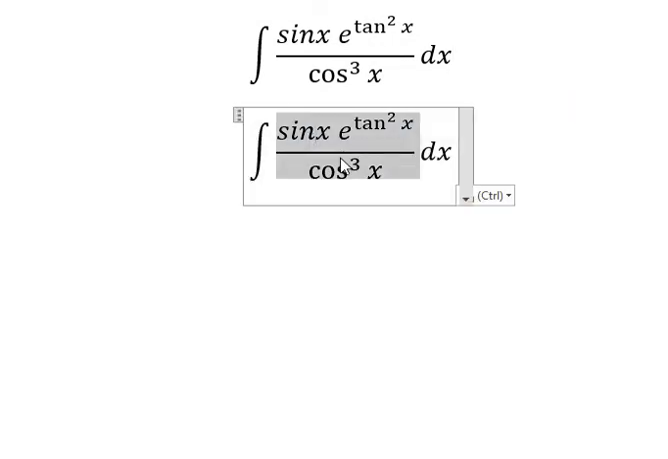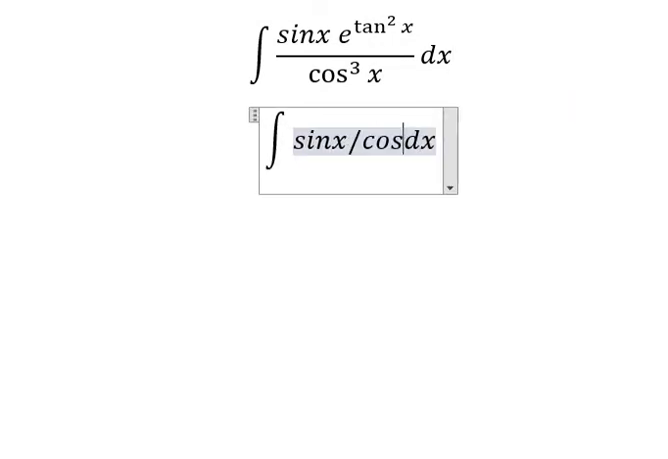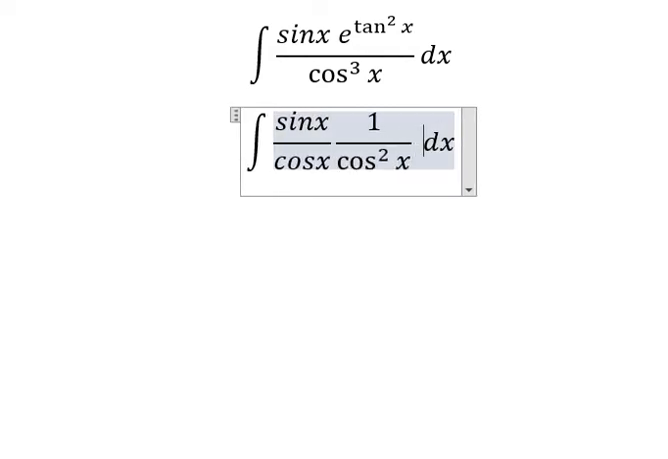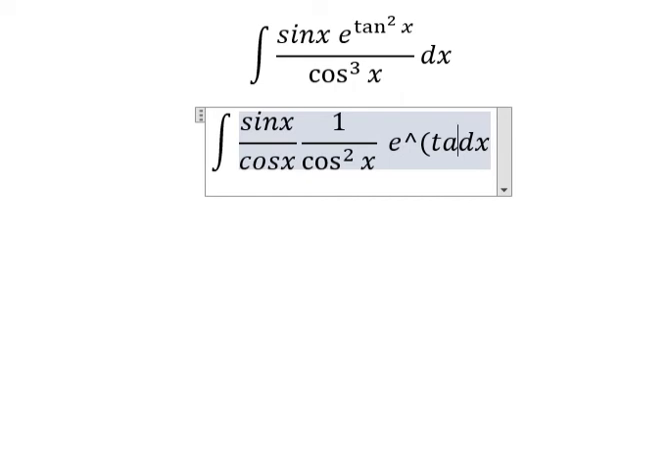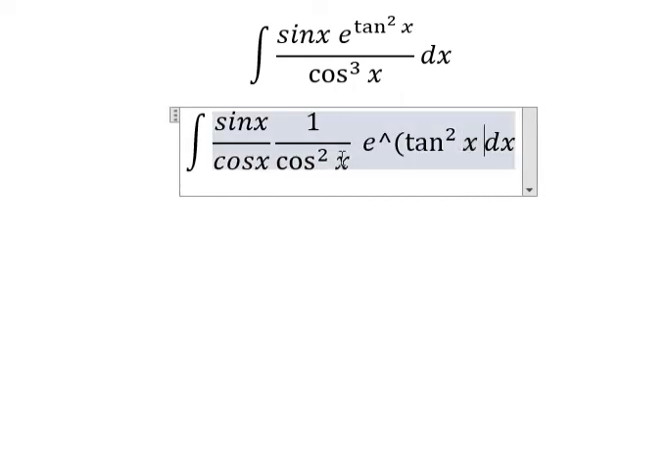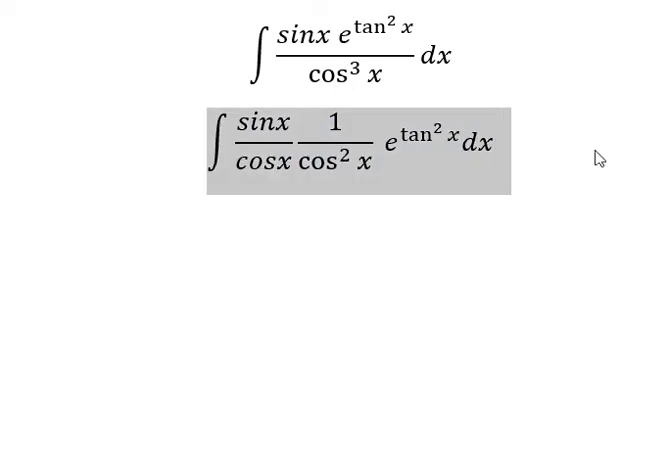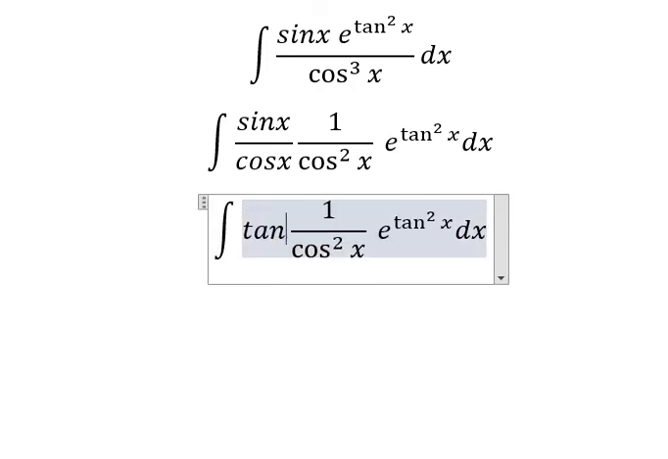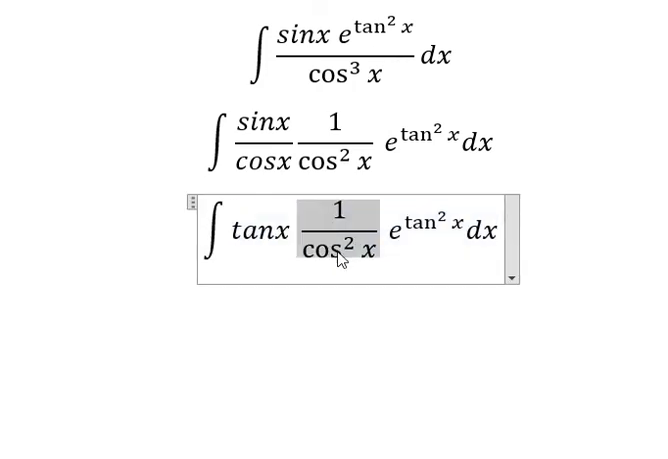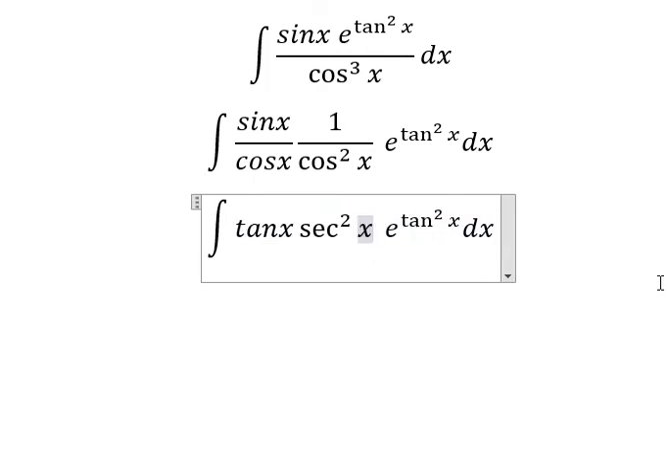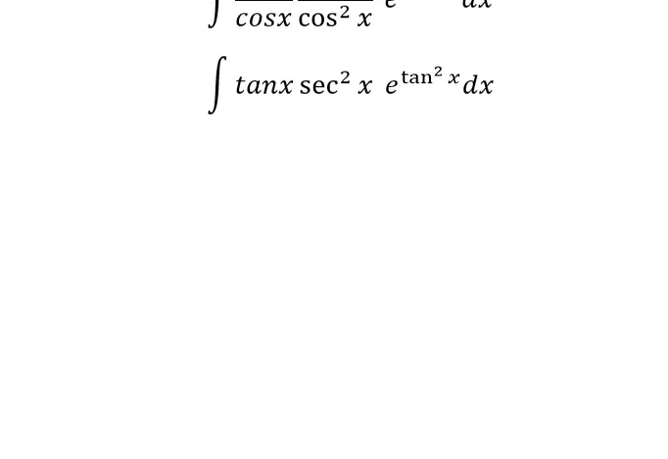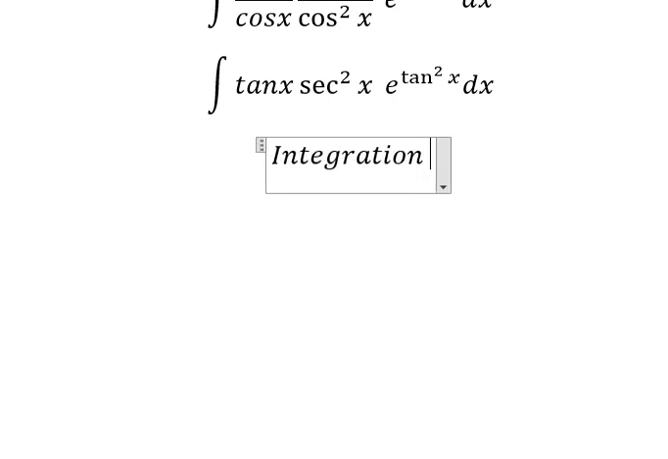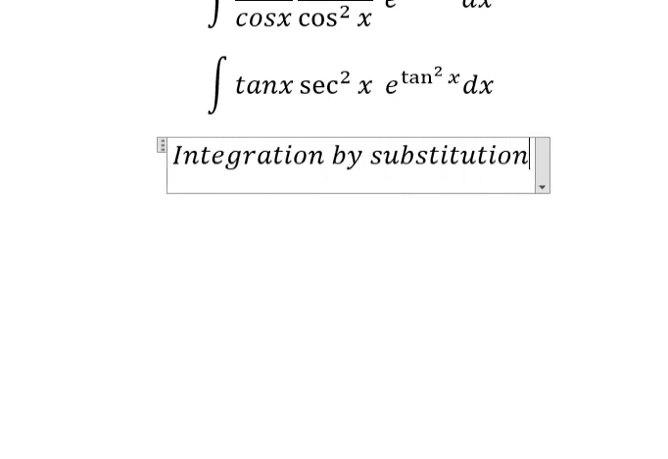This one I can put into sin x over cosine x and 1 over cosine x squared. And we have e to the power of tan x squared. So this one we can change into tan x. This one we can change into secant of x squared. Now the next one we can use integration by substitution.